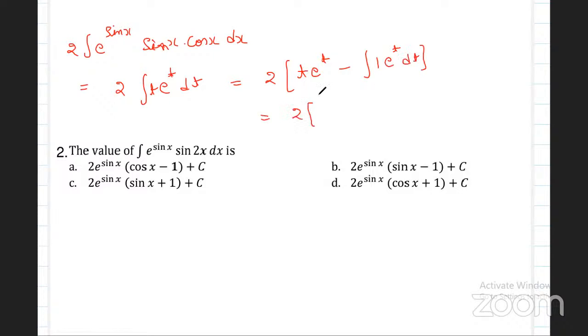So what we'll get? 2 as it is, and t e to the power t as it is, right? That is nothing but sin x into e to the power sin x, minus the integration of e to the power t, which is nothing but e to the power sin x. Now this is our end. Which of the following options matches? There has to be e to the power sin x common if you take it. We would think option B matches: e to the power sin x, and we have sin x minus 1, correct, and there is a 2. This CET paper will not take much time. If in 1 or 2 steps you get an answer, we can answer it very quickly. So option B is the right answer.